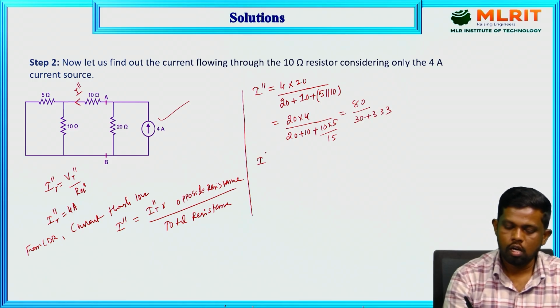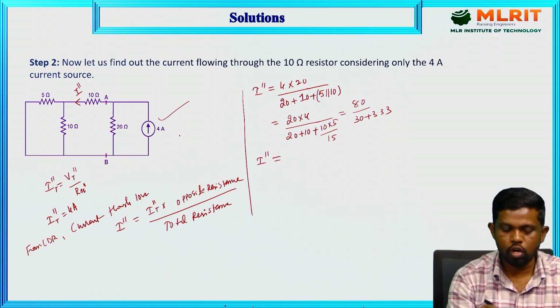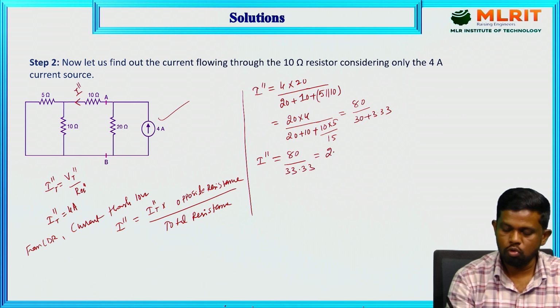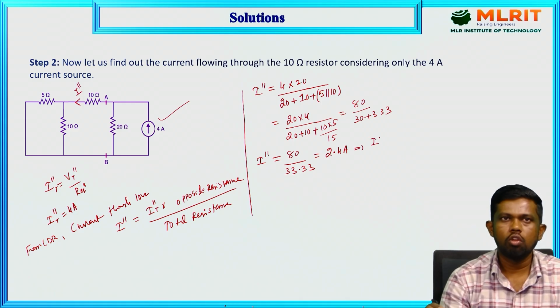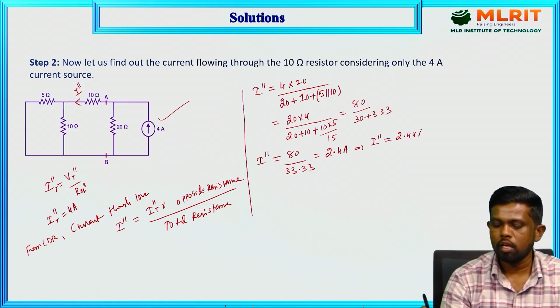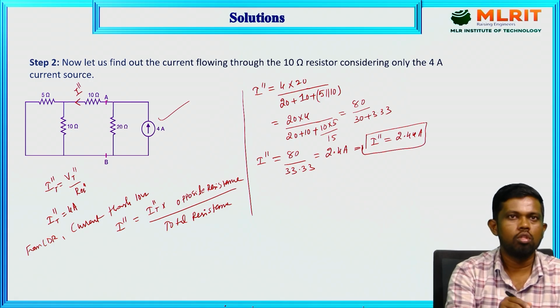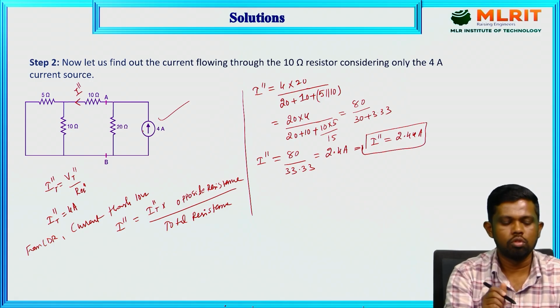Therefore the overall value of the current flowing through the 10 ohm resistor by the 4 ampere source acting alone, I double dash, equals 80 upon 33.33, which we got finally. This ratio gives us the 2.4 ampere current. So the current flowing through the 10 ohm resistor, which we have named I double dash, is 2.4 ampere. This is the current through the 10 ohm resistor while connecting the 4 ampere source.